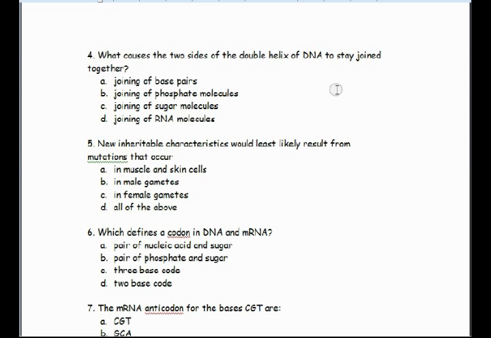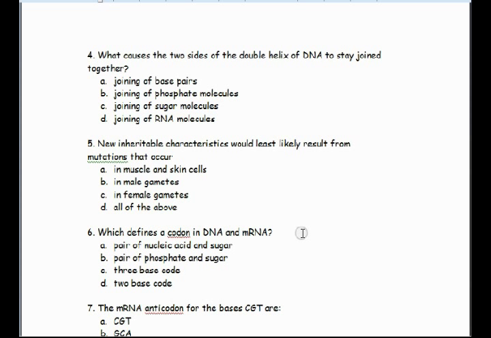New inheritable characteristics would least likely result from mutations that occur where? The answer is A, in muscle and skin cells.